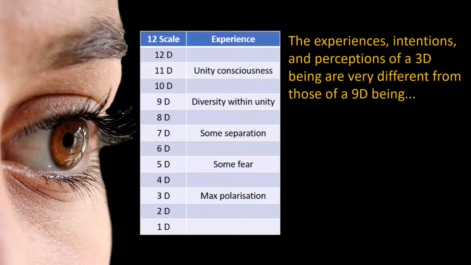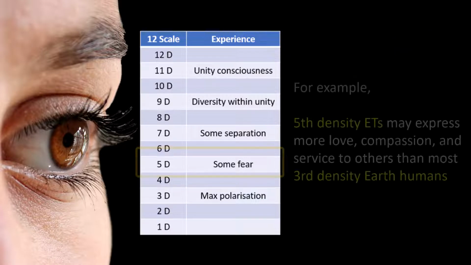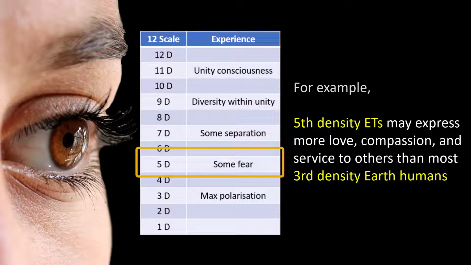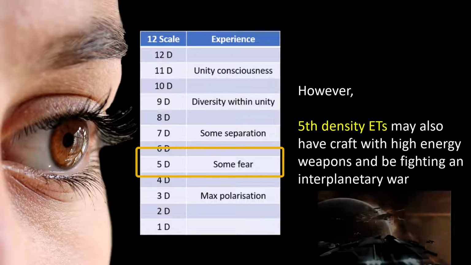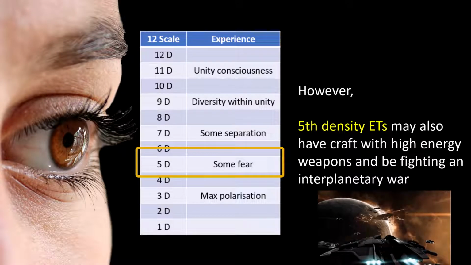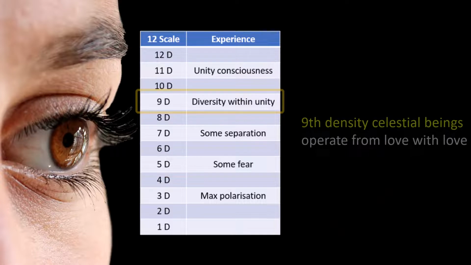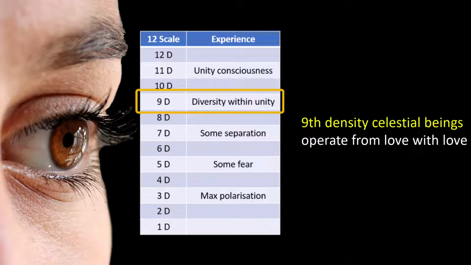The experiences, intentions and perceptions of a 3D being are very different from those of a 9D being. For example, 5th density ETs may express more love, compassion and service to others than most 3rd density Earth humans. However, 5th density ETs may also have craft with high energy weapons and be fighting an interplanetary war. 9th density celestial beings operate from love, with love.